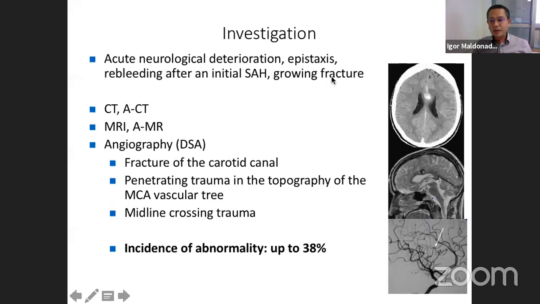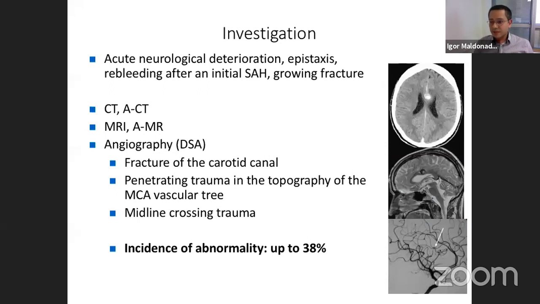So there are some elements that can raise a suspicion, like acute neurological deterioration, epistaxis, as I mentioned, repeated bleeding after an initial traumatic subarachnoid hemorrhage. And the traumatic subarachnoid hemorrhage, we do not necessarily investigate initially.